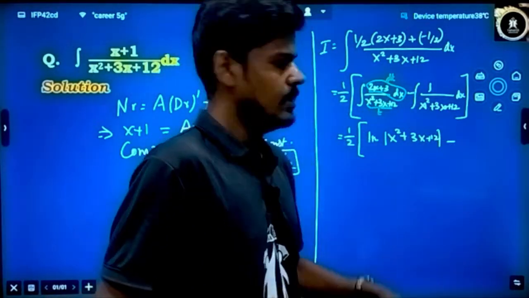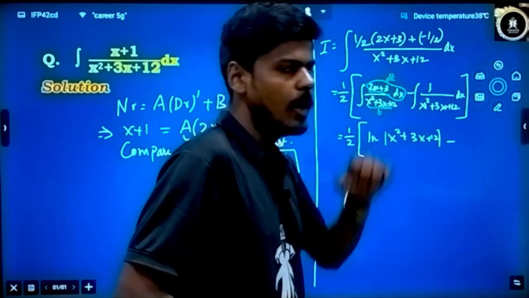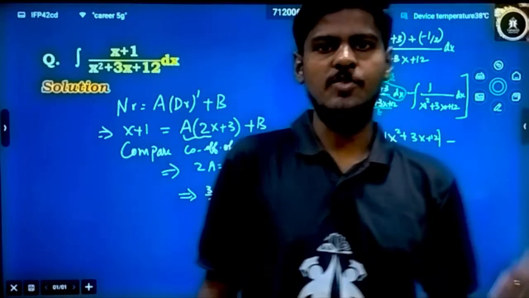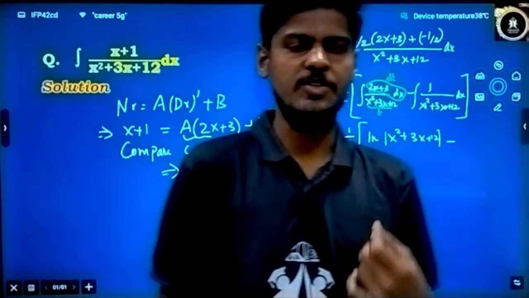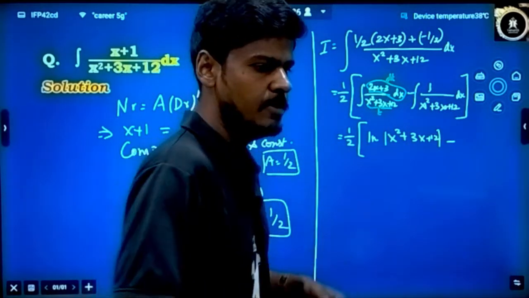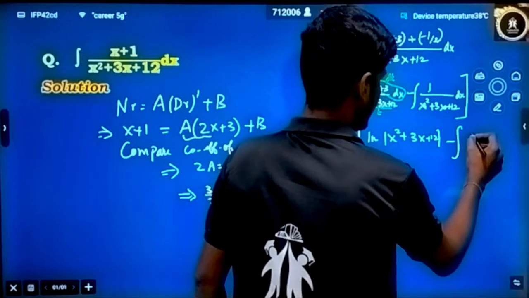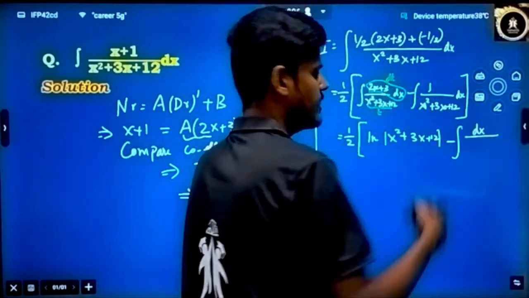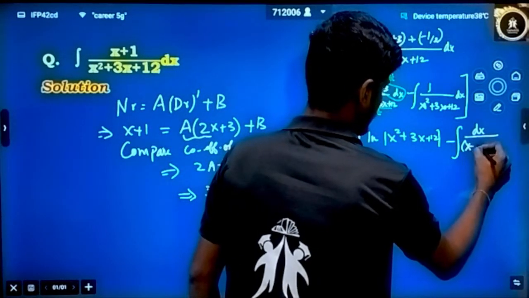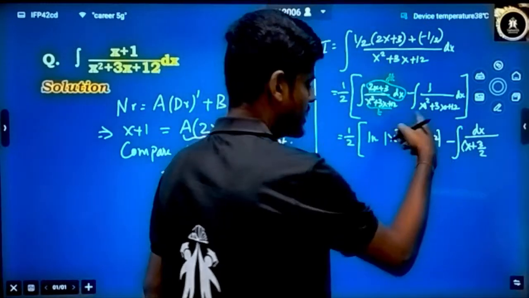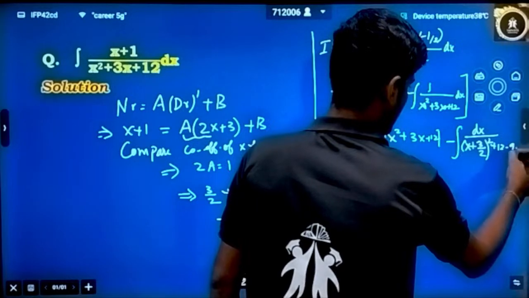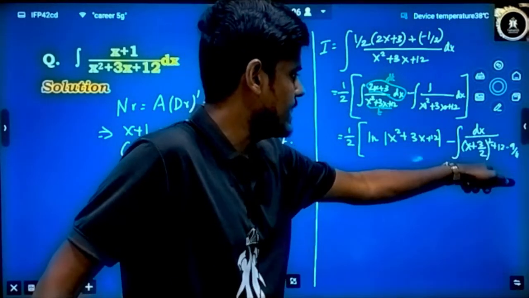The second integral is again simple. We already know dx by quadratic. How to convert this into standard form? We have already discussed dx by x square minus a square, and dx by x square plus a square. We already know the formulas for these, so we need to write this in terms of standard form. That means we will have integral of dx by, first we need to write this as a perfect square. So we get x plus the coefficient of x divided by 2, whole square, plus 12 minus the square of the constant, that is 9 by 4.